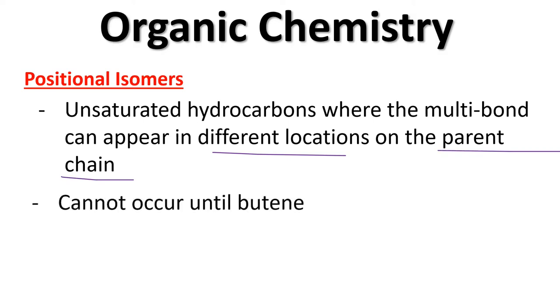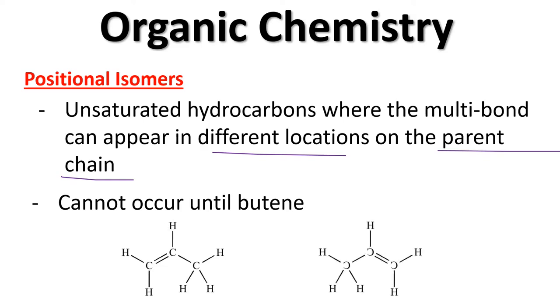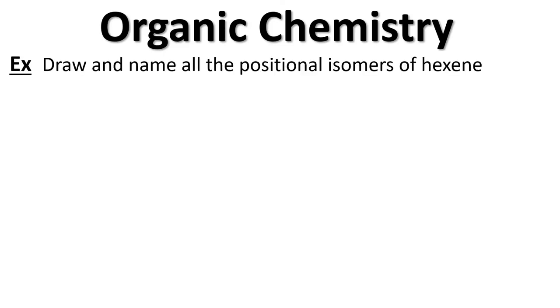And they cannot occur until butene. If you remember back to the propene we drew, there would only be one way to do it because it would just kind of be flipped around. So it's in the one spot here, and if you flipped it around, you'd still have it in the one spot. You always want to go with the low, and that's going to be a rule coming up. We always want our multi-bond to be in the lowest position numerically we can. So these are in fact the same, ergo that one does not exist. We would call it propene. We would not call it 1-propene.